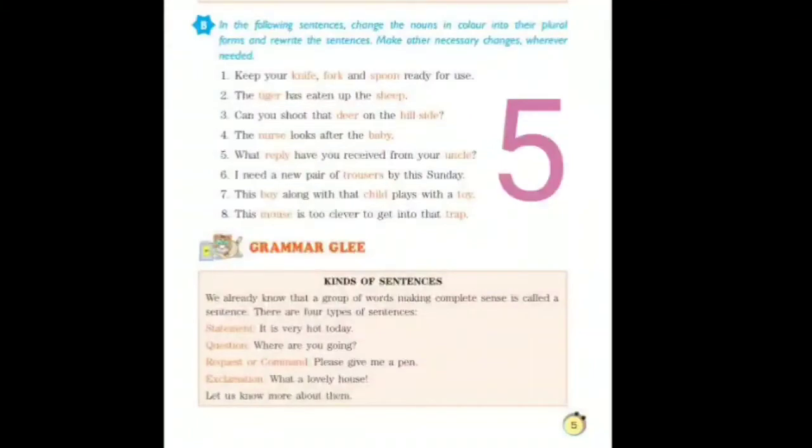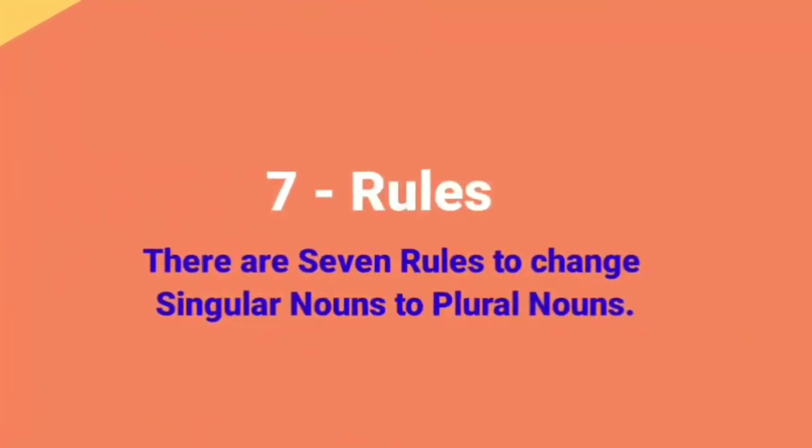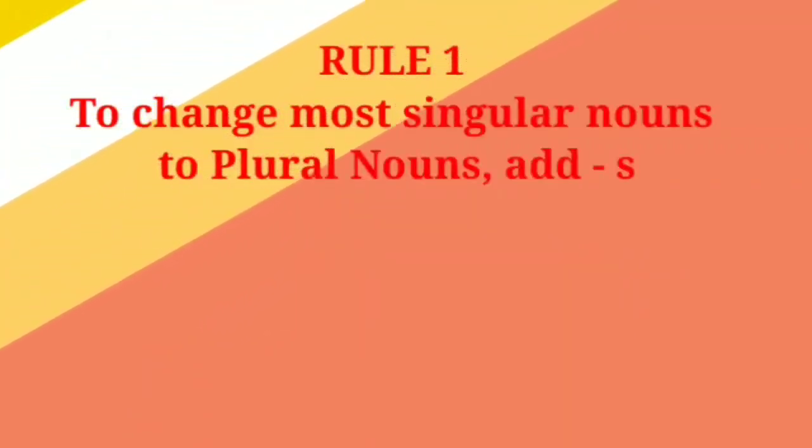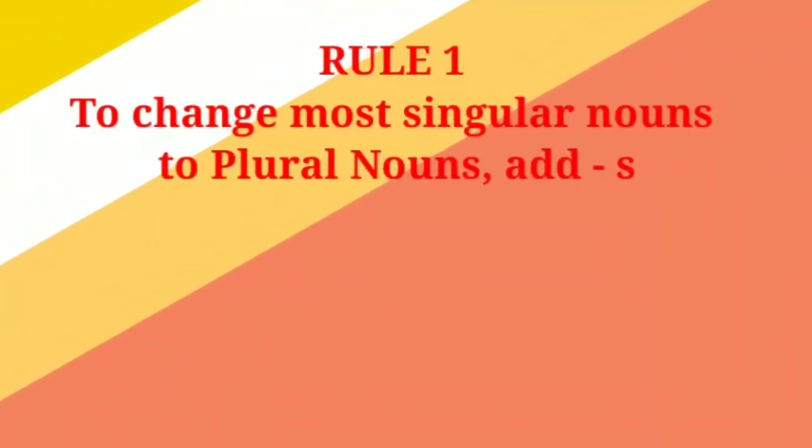Today we will do page number 5 and 6. There are 7 rules to change singular nouns to plural nouns. Rule number 1. To change most singular nouns to plural nouns, we add s.